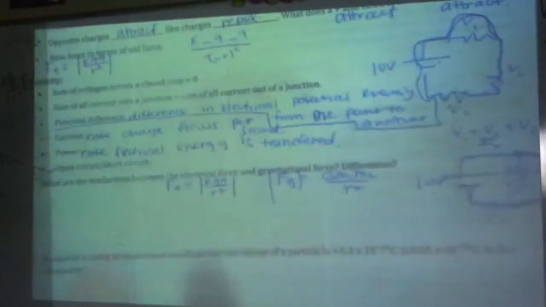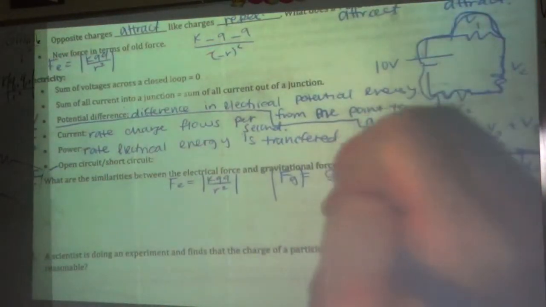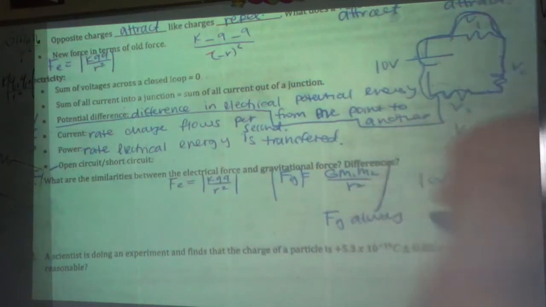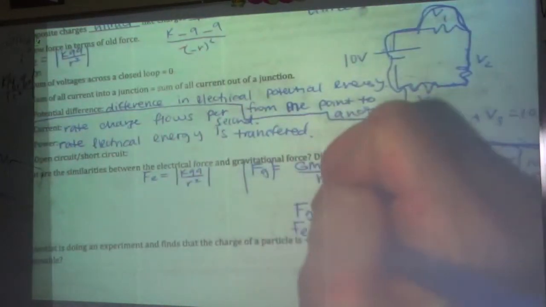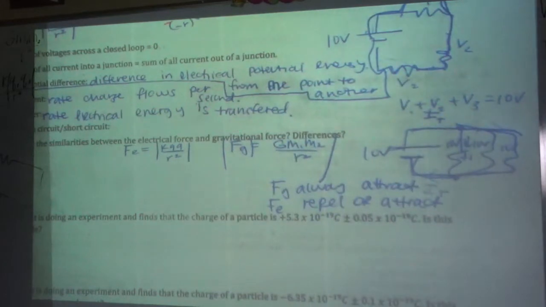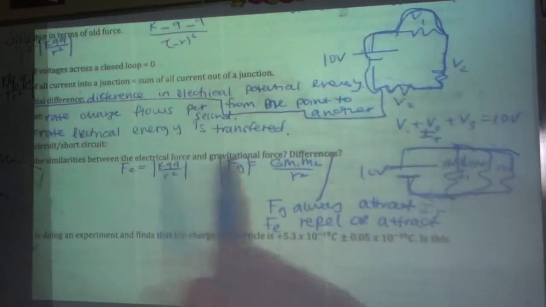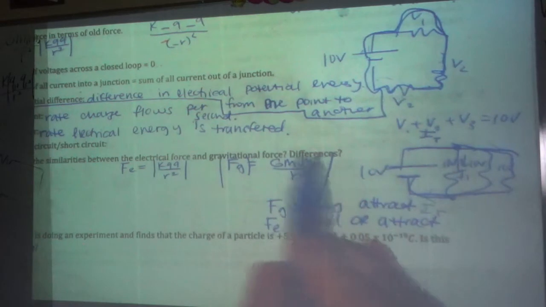Absolute value. So one of the key differences is that Fg is always going to be an attractive force, so it always attracts, whereas Fe can repel or attract. It just depends on if they're like charges or opposite charges. But Fg will always attract.